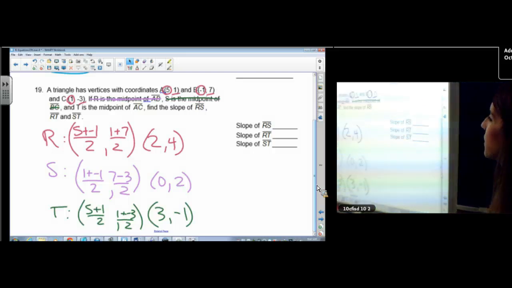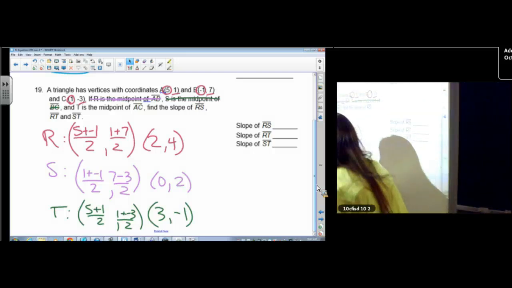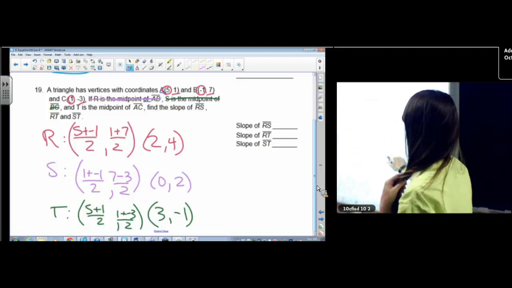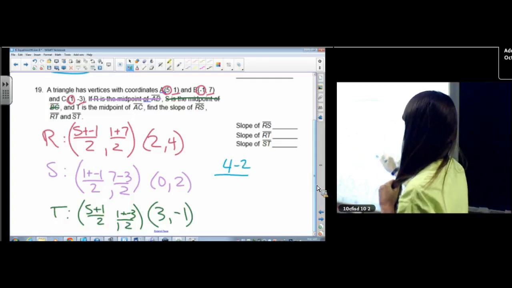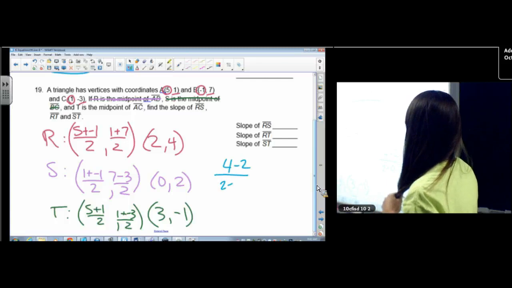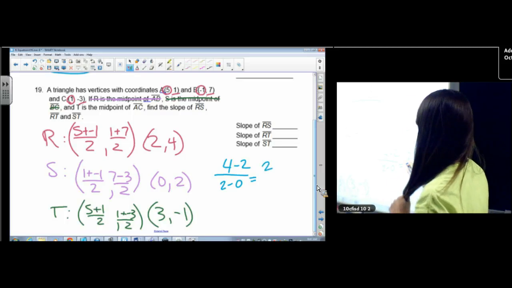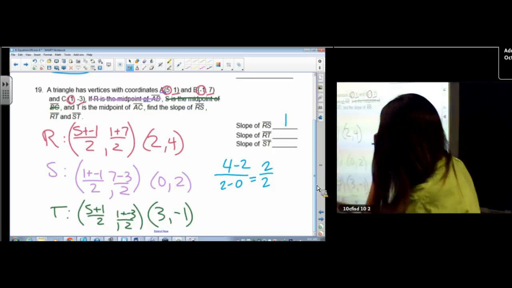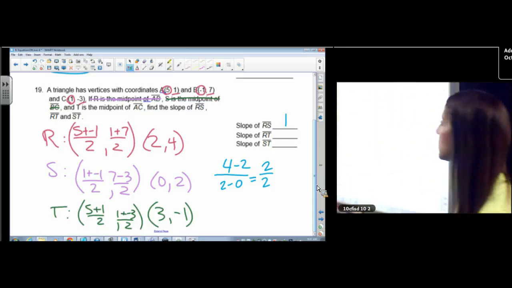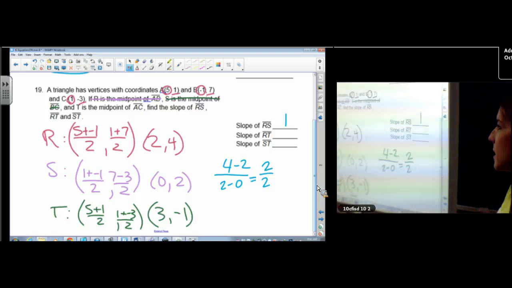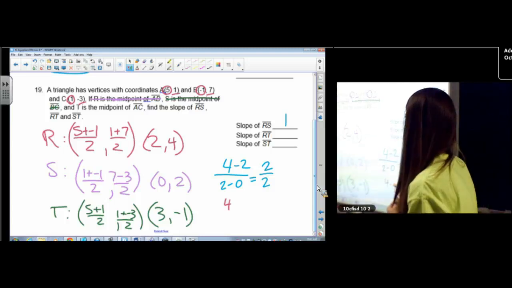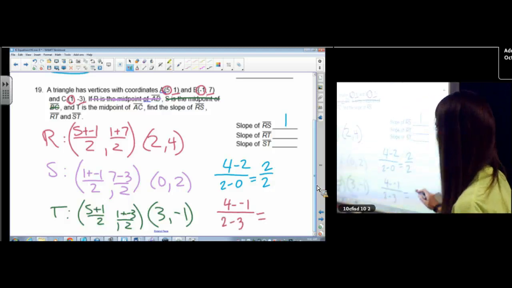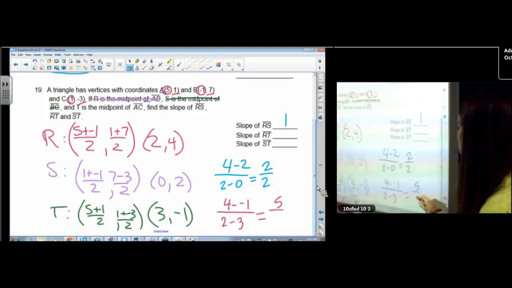Okay, so the slope of RS, we have to do delta y over delta x using R and S. So that would be 4 minus 2 over 2 minus 0. So that would be 2 over 2, which would be 1. All right. The slope of RT, so it would be y minus y over x minus x. So that would be 5 over -1.